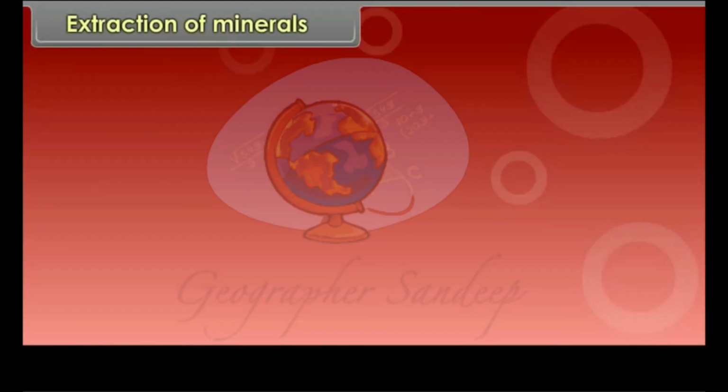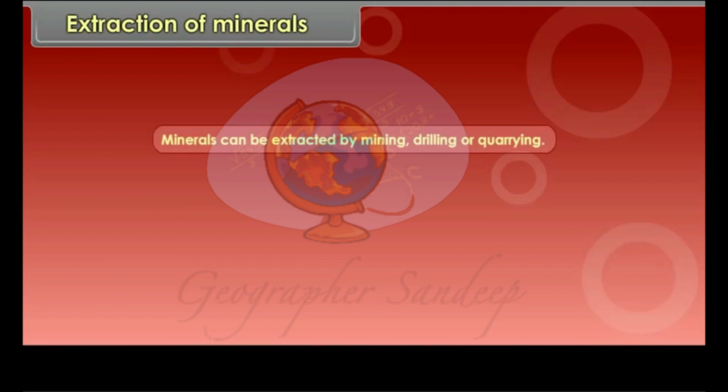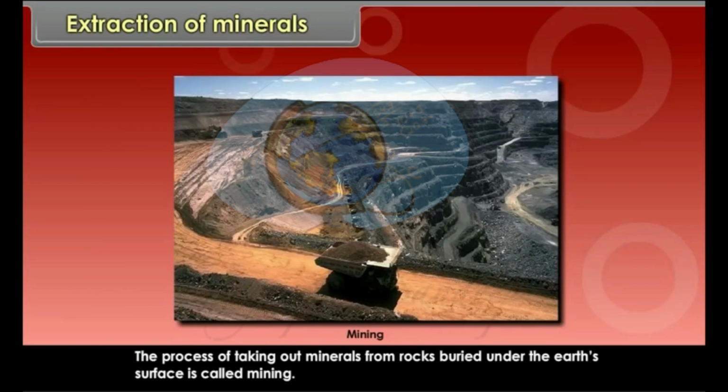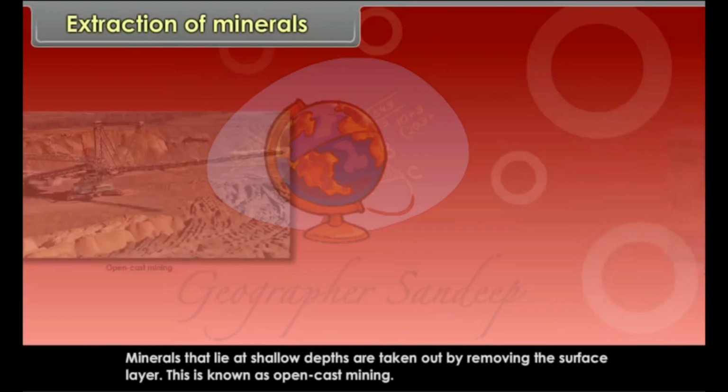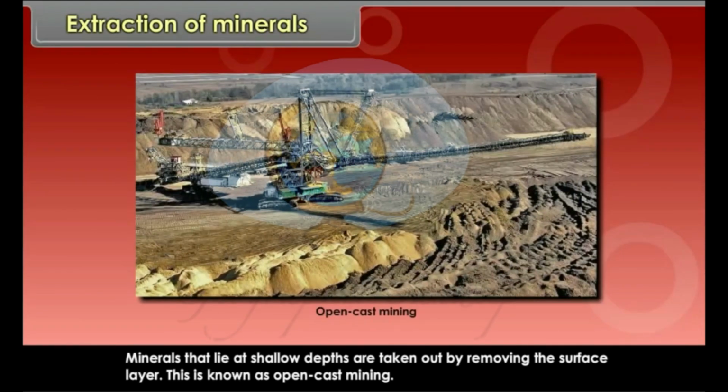Extraction of minerals. Minerals can be extracted by mining, drilling or quarrying. The process of taking out minerals from rocks buried under the earth's surface is called mining. Minerals that lie at shallow depths are taken out by removing the surface layer. This is known as open cast mining.